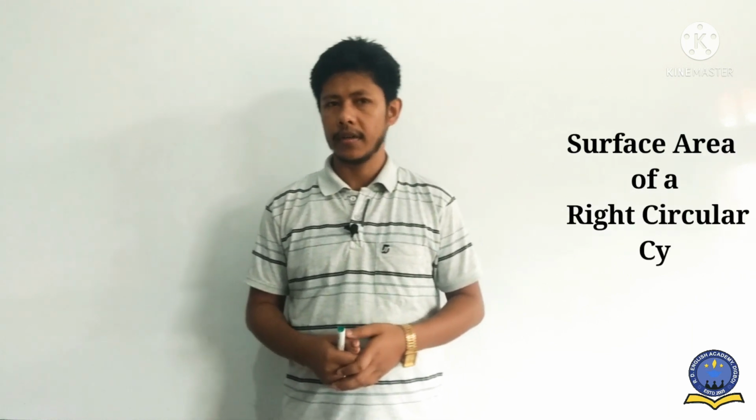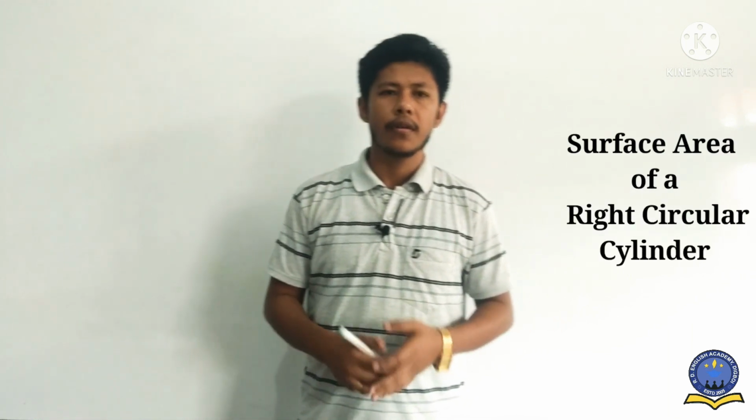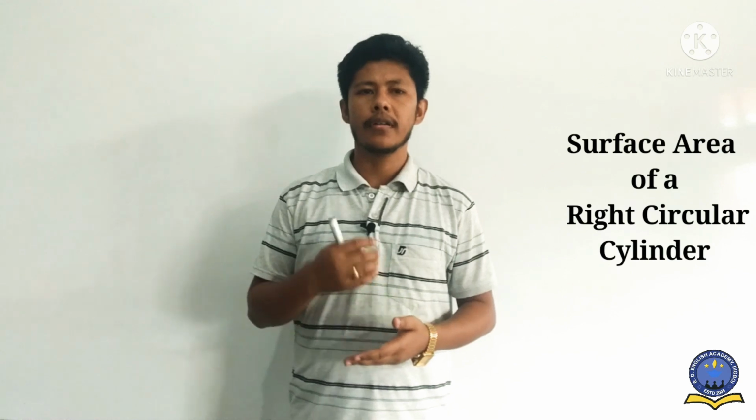Good morning, students. I hope all of you understood exercise 13.1, where we discussed the surface area of a cuboid and a cube. After completing the surface area of a cube and cuboid, we have to start another topic, which is the surface area of a right circular cylinder. Is it clear? So, right circular cylinder.